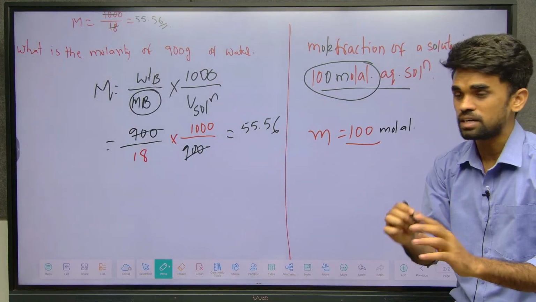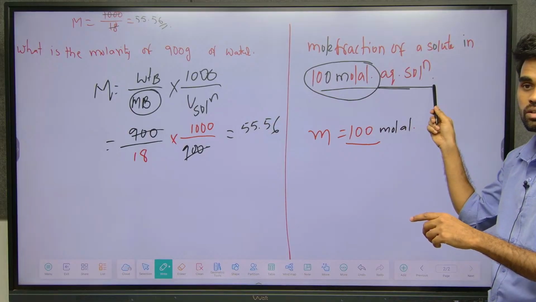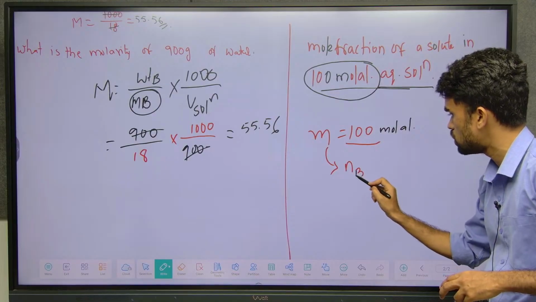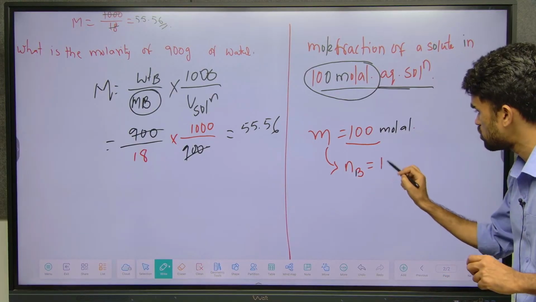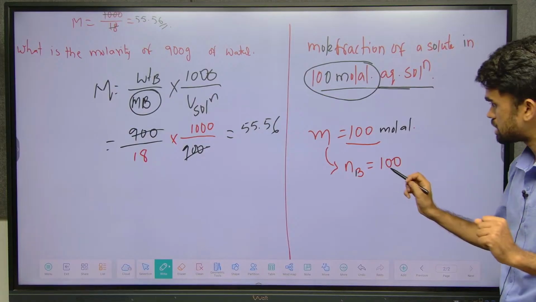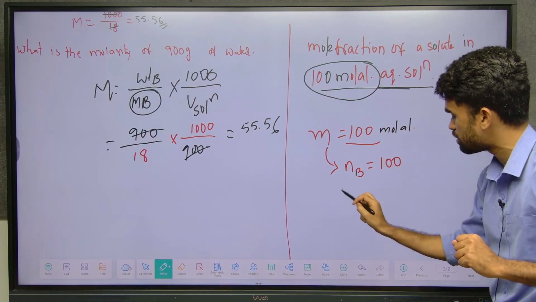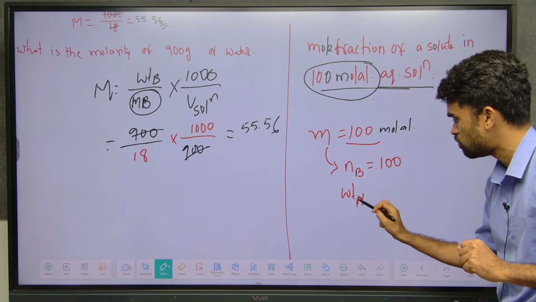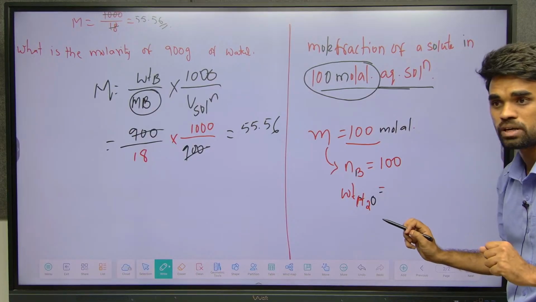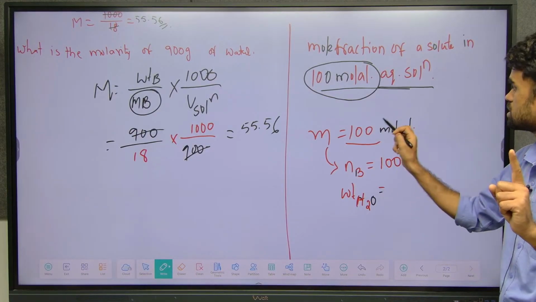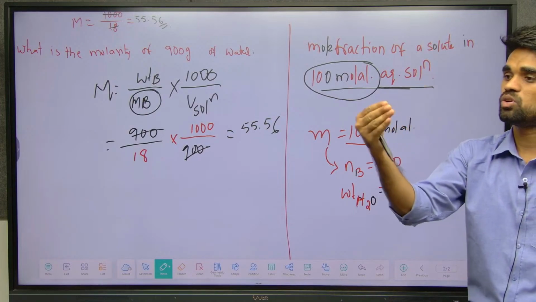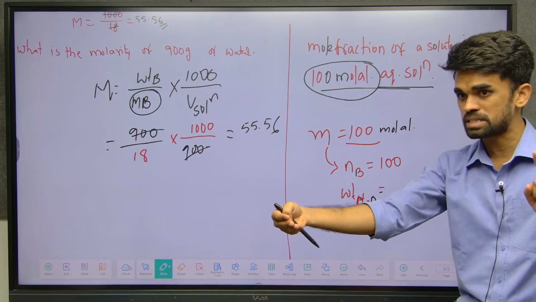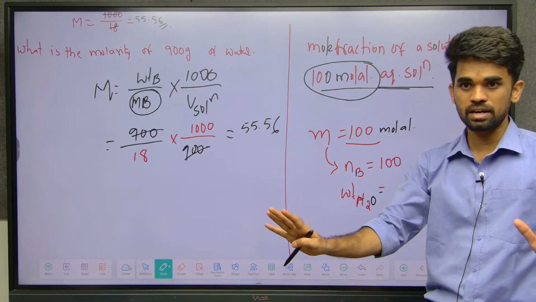What is our solvent here? See, aqueous solution. Water is our solvent. So from these, what can I write? Number of moles of solute, that is B, is 100 moles. Clear everyone? Next, from this definition only, I am getting the weight of solvent. What is our solvent here? Water. How many grams should it be now? 1 kg, because 100 molal means 100 moles of solute present in 1 kg of solvent. Clear or not by the definition?